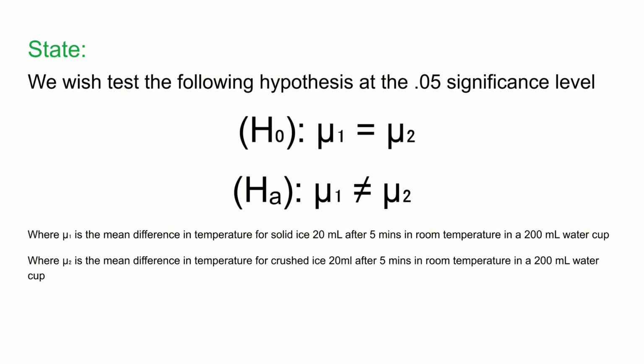We wish to test the following hypothesis at the 0.05 significance level, where our null hypothesis is the mean difference in temperature for solid ice is equal to the mean difference in temperature for crushed ice. And our alternative hypothesis is that there is a difference between the mean difference in temperature for solid ice and the mean difference in temperature for crushed ice.